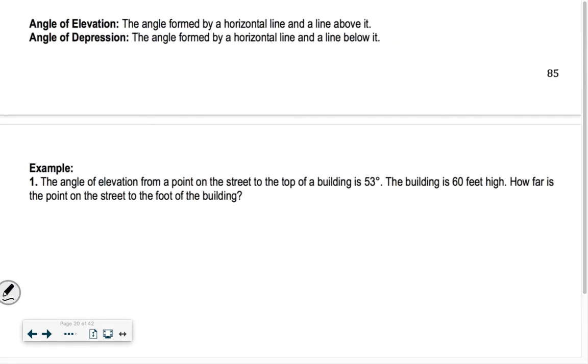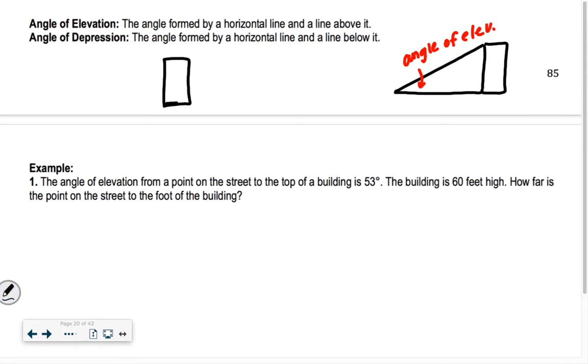So angle of elevation, angle of depression. Angle of elevation is when you're standing and you're looking up at something, like a building. This is an angle of elevation. Angle of depression is when you are standing on top of a building or something and you're looking down. Kind of morbid. Maybe don't stand on top of a building. Okay, so this is angle of depression.